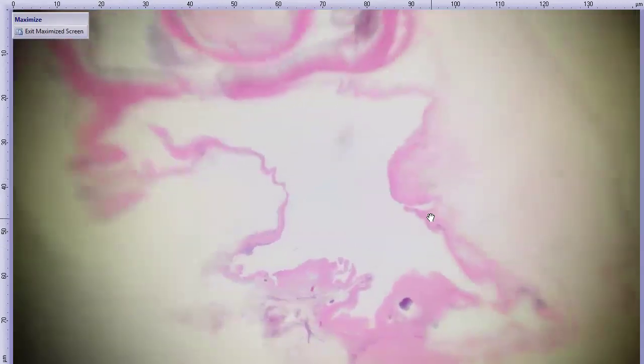maybe lined by some cells. You can see here at least. We'll look at higher mag. And then the conjunctival epithelium extends over the surface of this, and you can see that, because of how pale it is, it's actually quite edematous. So let's go ahead and look at higher mag.